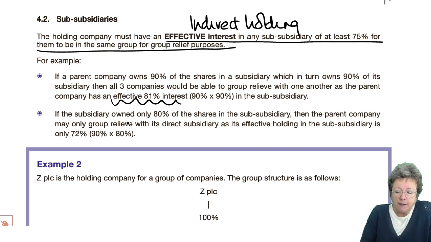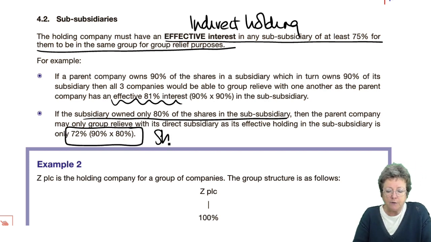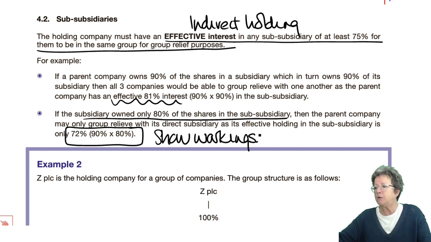However, we've got one here. Subsidiary owns 80% shares in a subsidiary. Then the company, it's reduced. You see that's reduced down? Show your workings if you're going to deal with this. Show all the workings of how you've done the calculation with this.